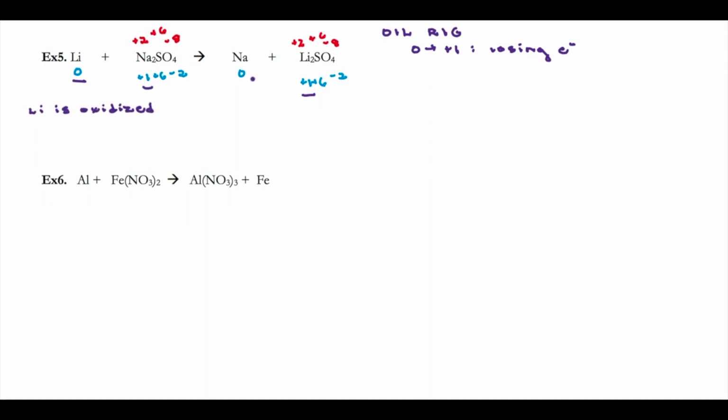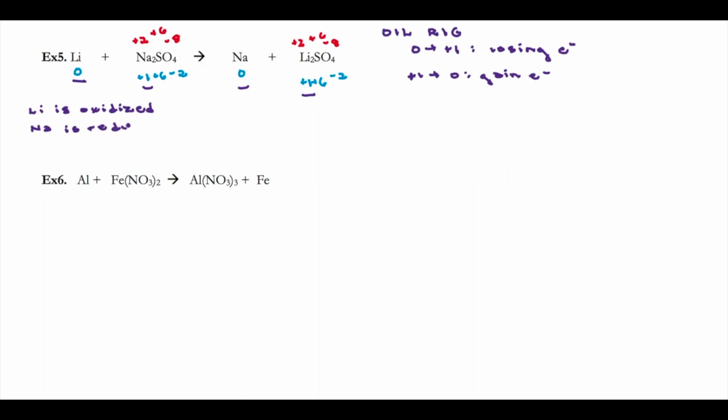Sodium goes from +1 to 0. So to go from +1 to 0, you have to gain electrons. Because remember, electrons have a negative charge. So if I'm becoming more positively charged, that means I'm losing electrons. If I'm losing that positive charge, I'm gaining electrons. So since sodium gains electrons, sodium is reduced.